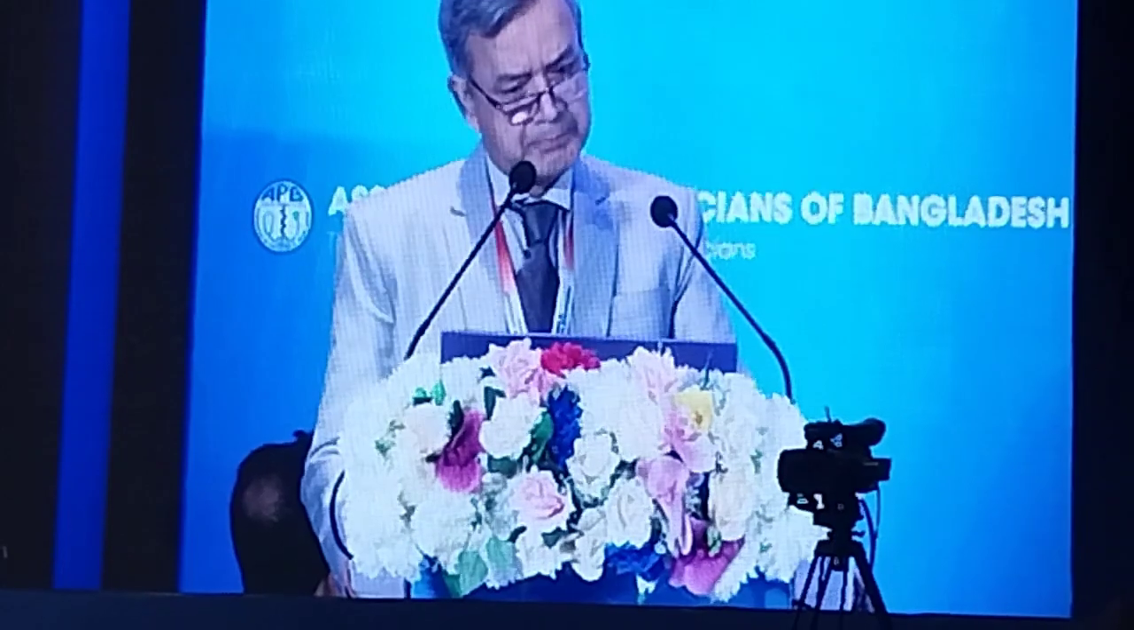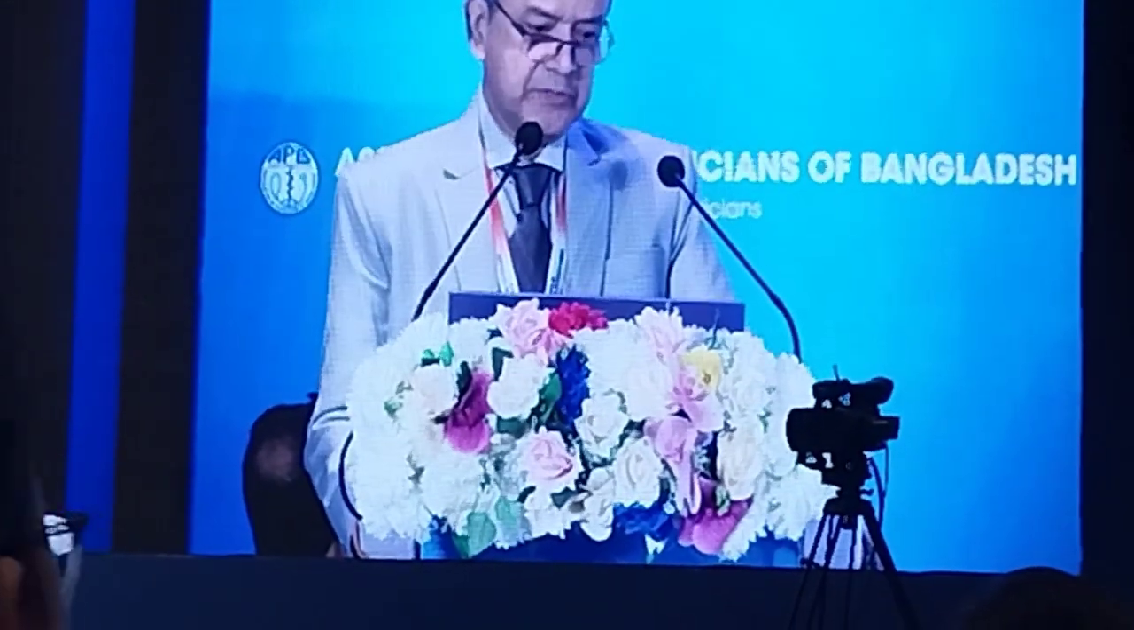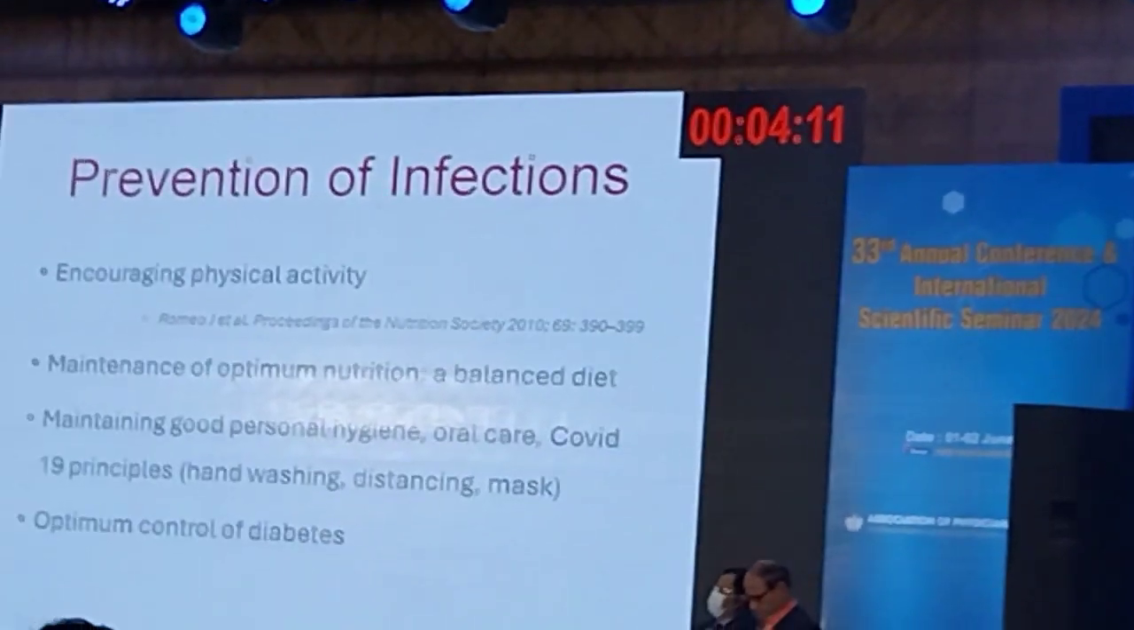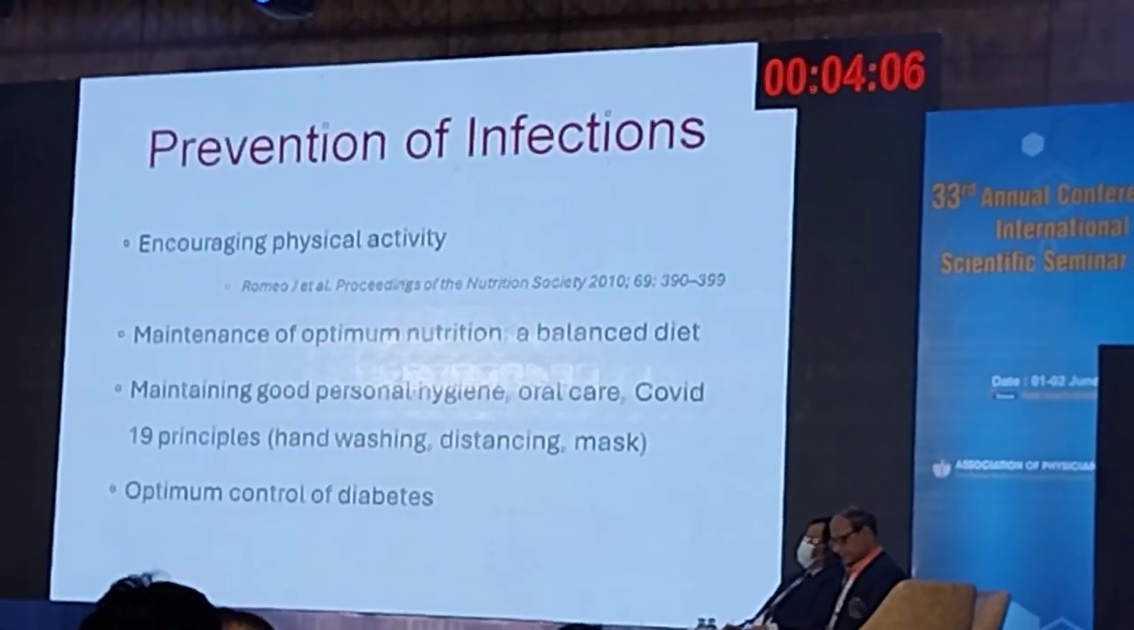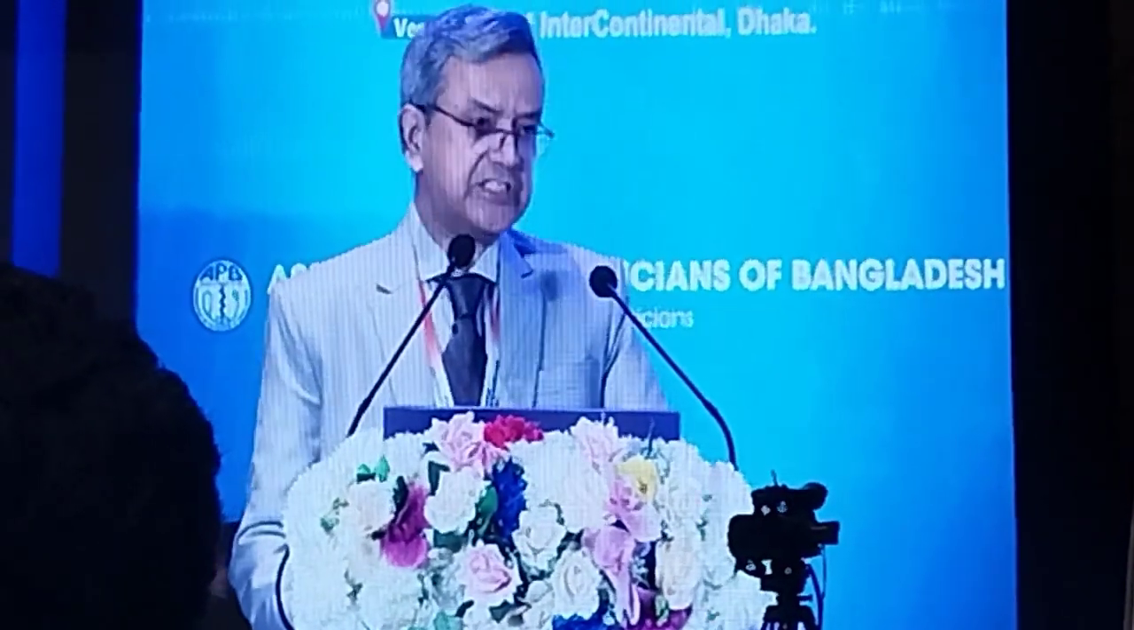For preventing infection, we have to encourage physical activity, because physical exercise increases immunity, maintenance of optimal nutrition, and maintenance of good personal hygiene, particularly oral hygiene, is very important. COVID-19 principles including hand washing, distancing and masks, and optimum control of diabetes. Vaccination, as recommended for adult vaccination.